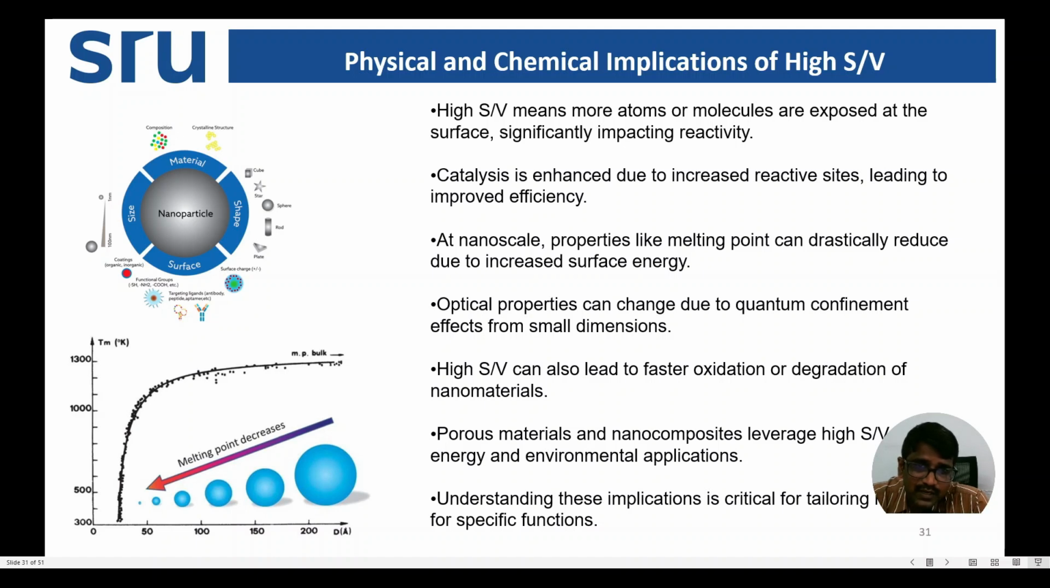What if the melting point is just 50 degrees centigrade? That means you can save energy, with no need to give too much heat to melt that material. That's why this small size, this higher surface to volume ratio, is very important. So how can we achieve higher surface to volume ratio? By decreasing the size.